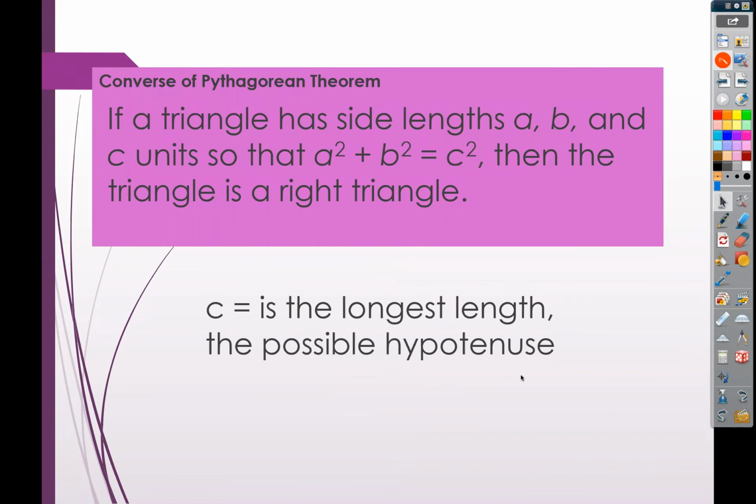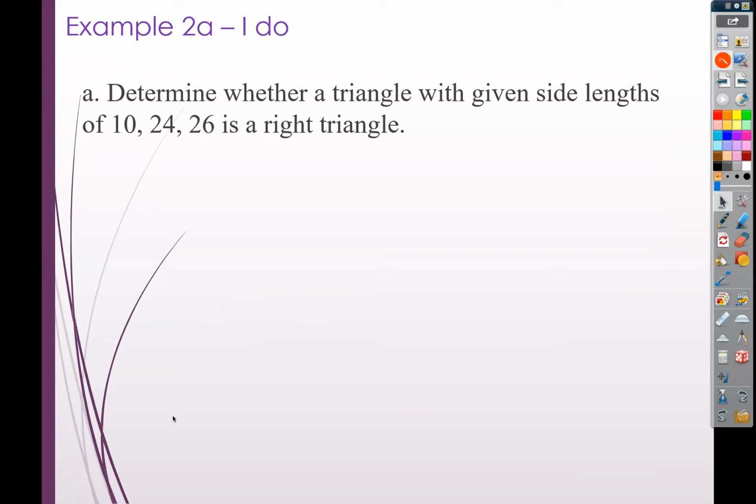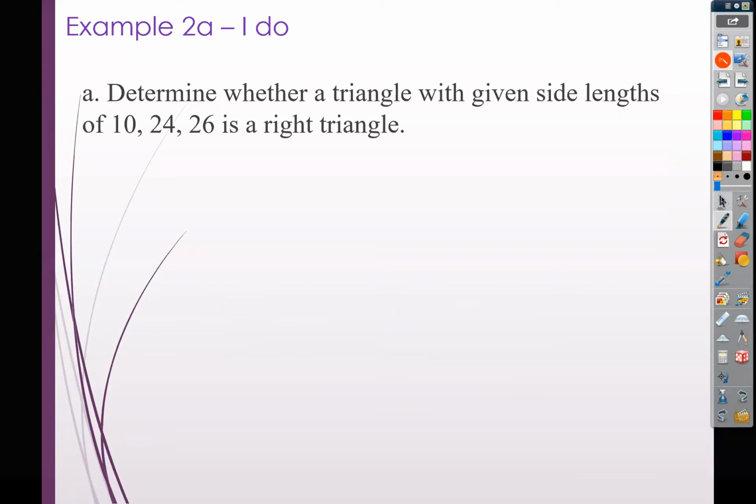Okay, so the converse of the Pythagorean theorem says if a triangle has side lengths of a, b, and c, so that a squared plus b squared equals c squared, then the triangle is a right triangle. So what it will do, it'll give you 3 different lengths, and it says, is this a right triangle? So you have to plug those numbers in, and c is always going to be the longest length, and that could be the possible hypotenuse. And it doesn't matter if it's in order, c just has to be the biggest number.